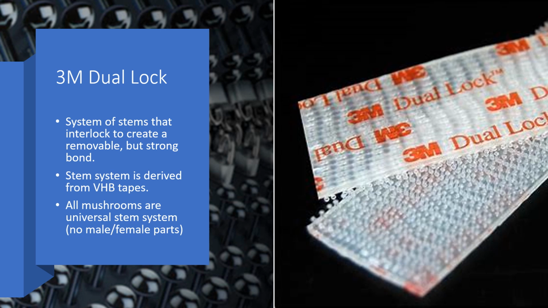All the mushrooms are one universal stem system. Unlike hook and loop, there are no male or female parts. It's just one type of mushroom construction that comes in 3 different types depending on the amount of mushrooms you need per square inch, or the removability of that product. The more stems per square inch, the harder it is to remove that bond.